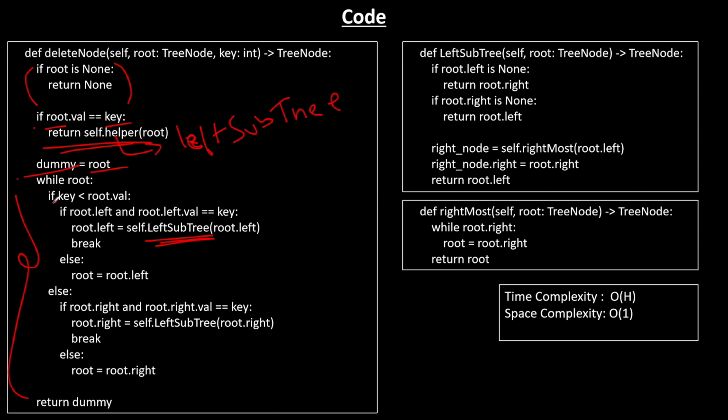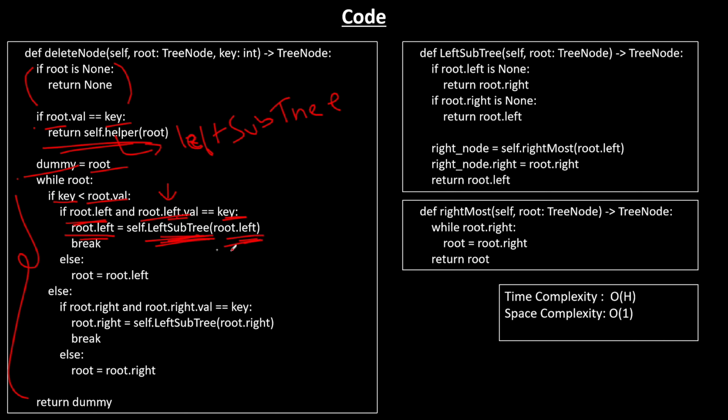Otherwise, we place this root in a dummy node and we play all the game with this particular dummy node. If the key is less than the root value, this is the normal BST property. We check if root left exists and root left's value is equal to the key. If you remember, this is the parent node, and we're checking whether the parent node's left value is equal to the key. If it is, then the left subtree function will be called with the root left value, which is the node to be deleted.